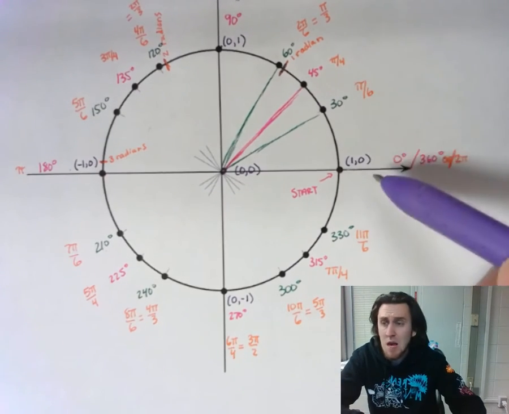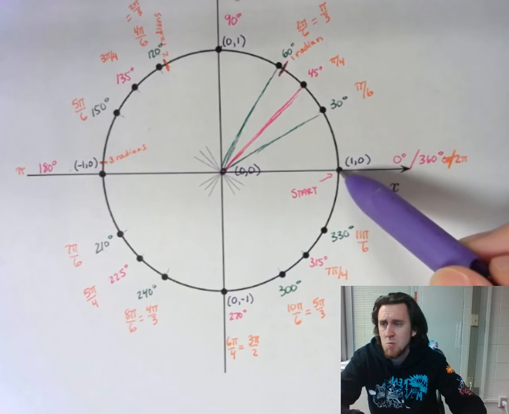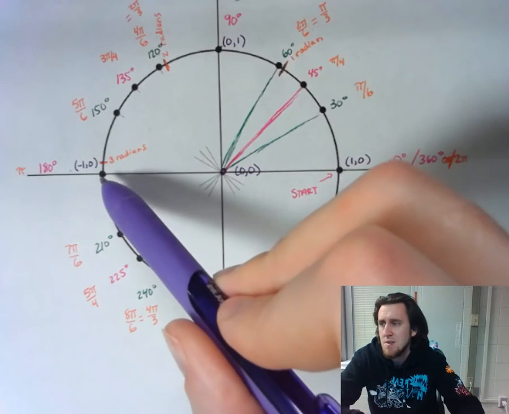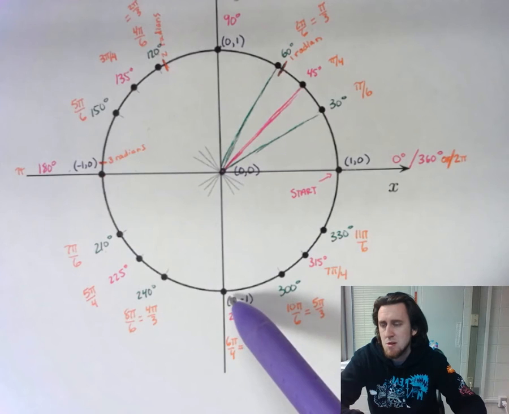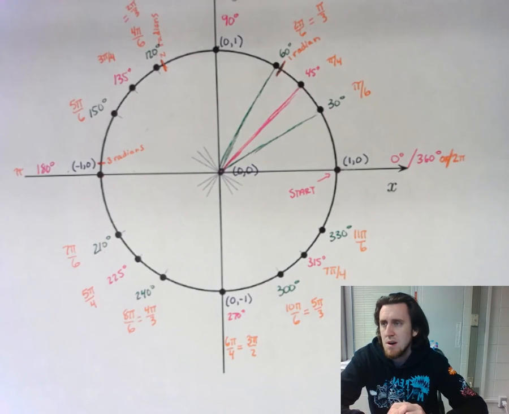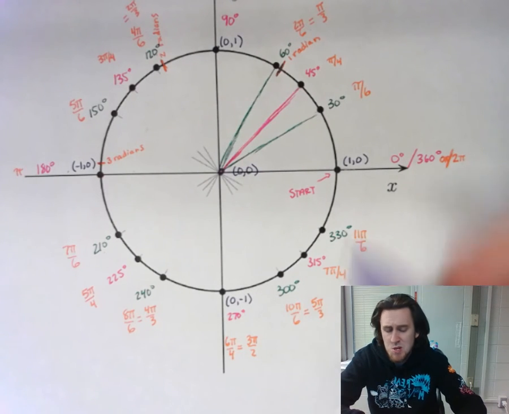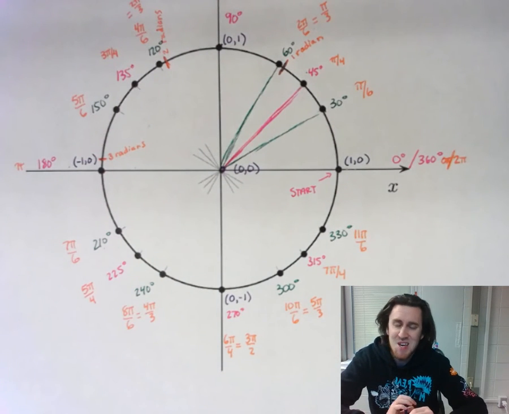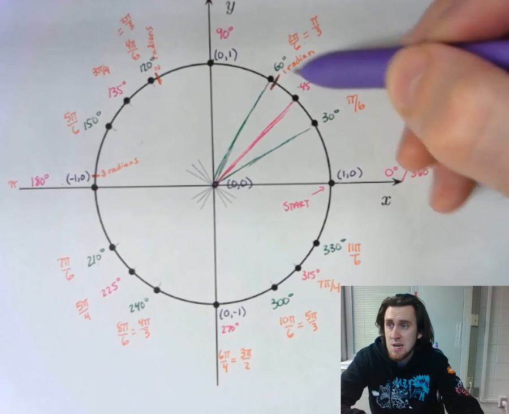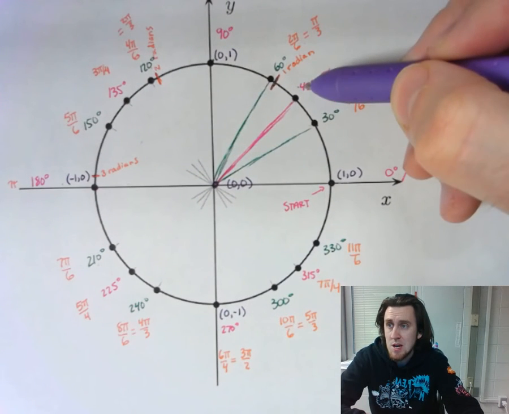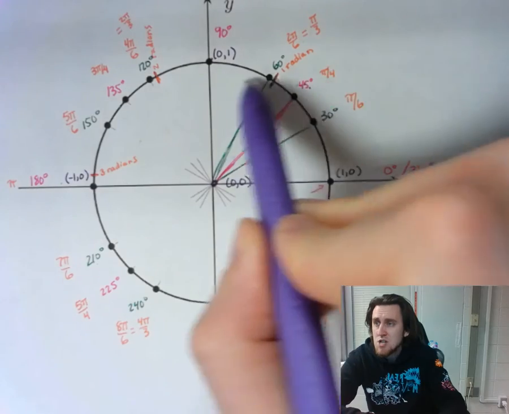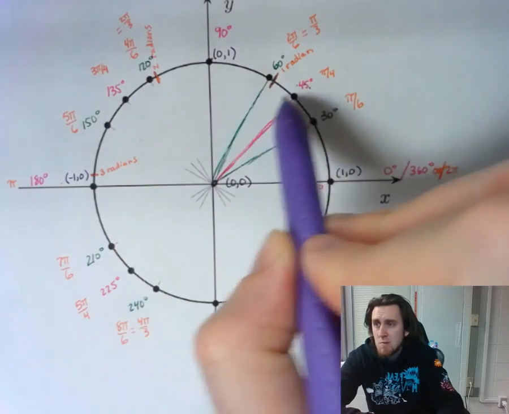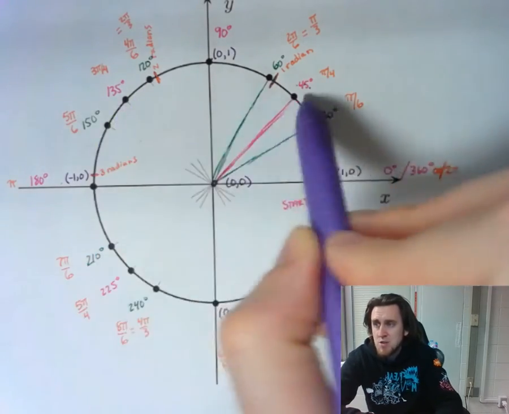So we labeled some of the points, right? Like I know this is 1, 0, that's 0, 1, that's negative 1, 0, that's 0, negative 1. There's a lot of other points that we want to label as well. The nice thing is that because of symmetry, if we can get the points in the first quadrant, these three, then we can just change the signs of those same numbers to get the other points because they're symmetric, right?